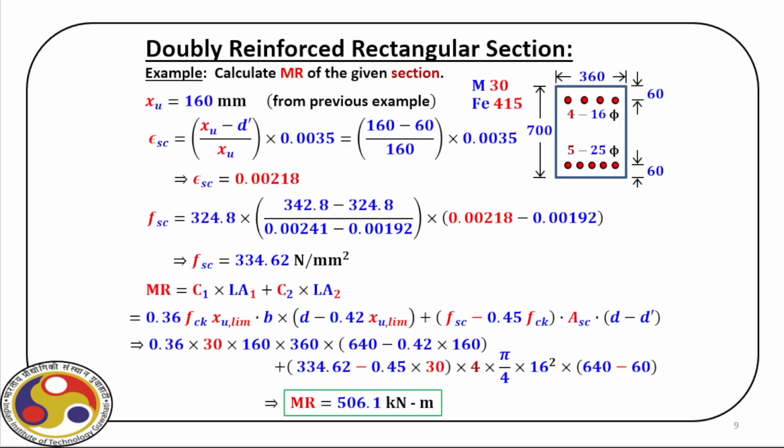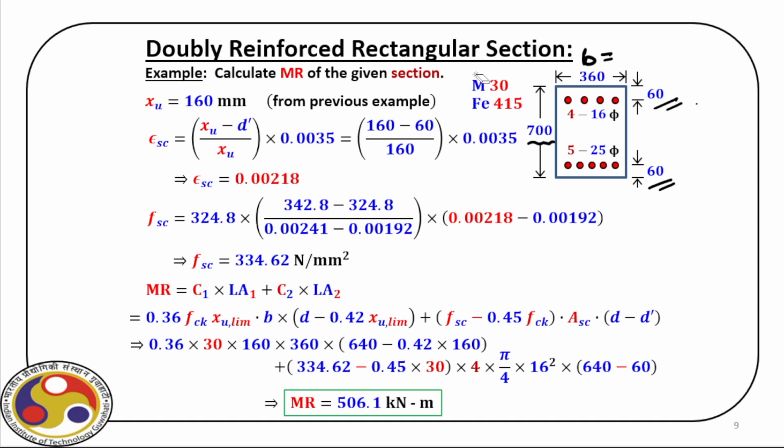Okay, so let us take an example. Our task in this example is to calculate the moment of resistance. So now B is equal to 360, capital D is equal to 700, then effective cover at the top and bottom are both same, 60 millimeter. And we have 4-16φ in the compression zone and 5-25φ in the tension zone. The concrete used is M30 and the steel is Fe450.